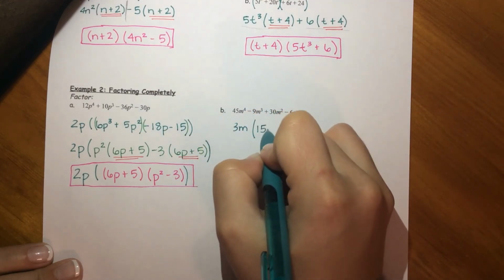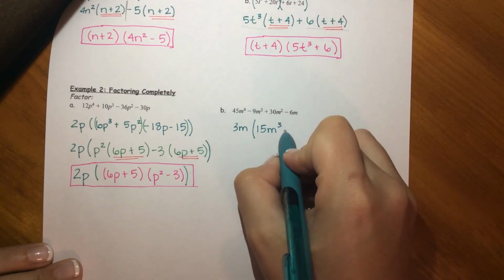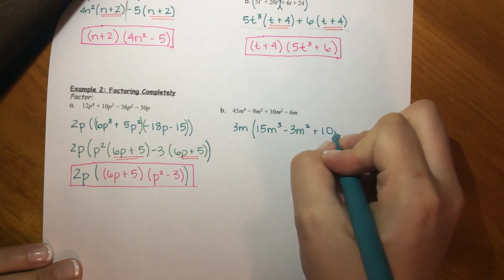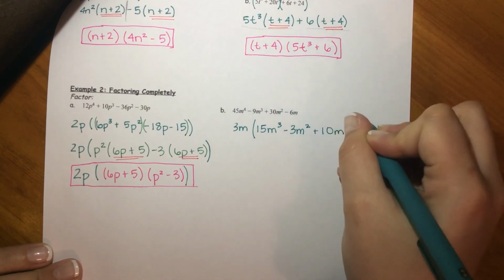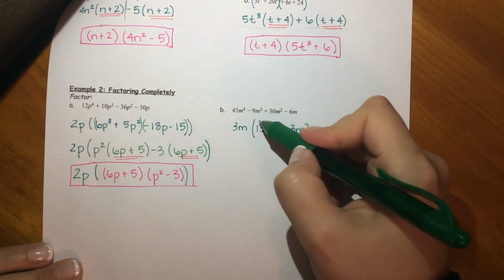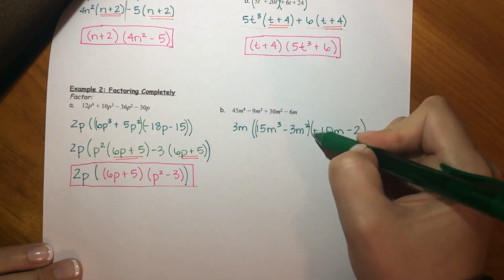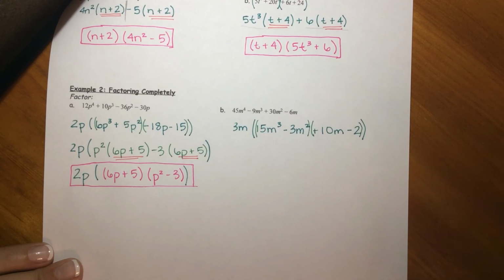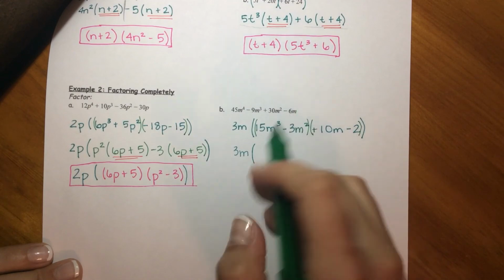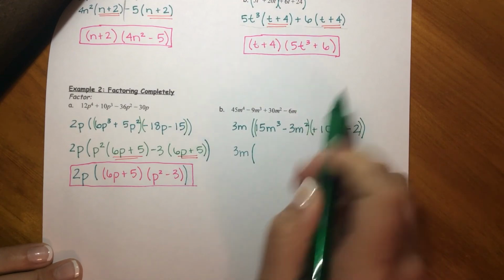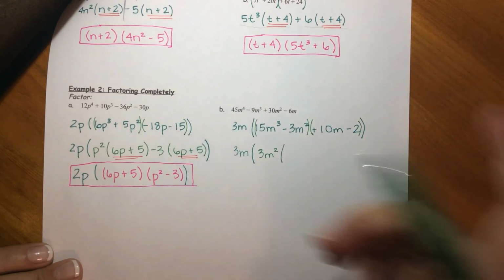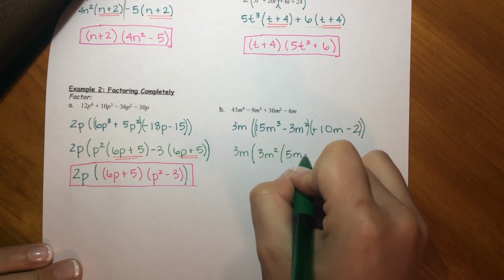We're going to get 15m cubed minus 3m squared plus 10m minus 2. Okay, and now we're going to go ahead and break down this polynomial into two sets of parentheses. We'll leave my 3m alone, so 3m, big set of parentheses. I want to find my GCF just between this first group. 3m squared. And that leaves me with 5m minus 1.